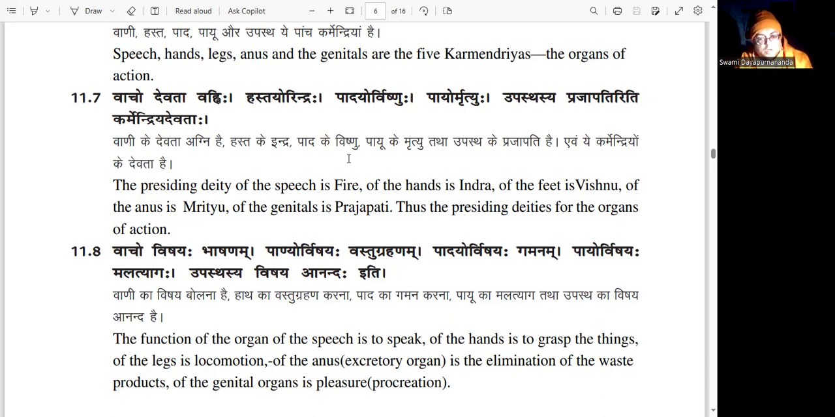Now coming to Padayah Vishayah Gamanam. The function of the pada, the leg, is locomotion. As we said, Vishnu is the presiding deity. We already said that Vishnu works to control balance and center of gravity, and also our destiny, a journey, a destination. That's why this pada helps with locomotion, gamana.